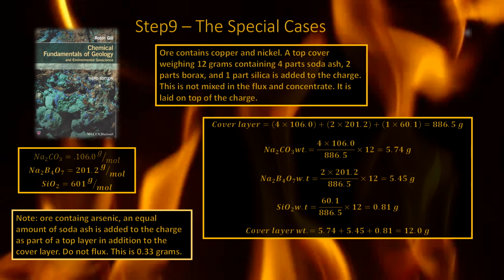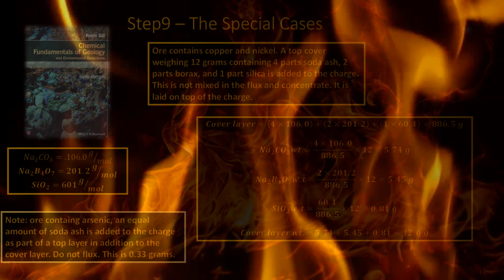of the cover layer. Since the ore in the case example contains both nickel and copper as well, a cover layer consisting of 4 parts soda ash, 2 parts borax, and 1 part silica is required. This mixture is not added and mixed into the charge. It is simply placed on top of the charge. The calculations shown are for reference regarding the calculations required to calculate the amount of ingredients for the cover layer.